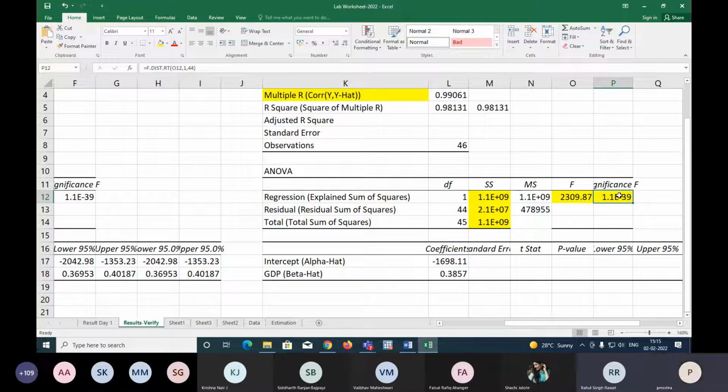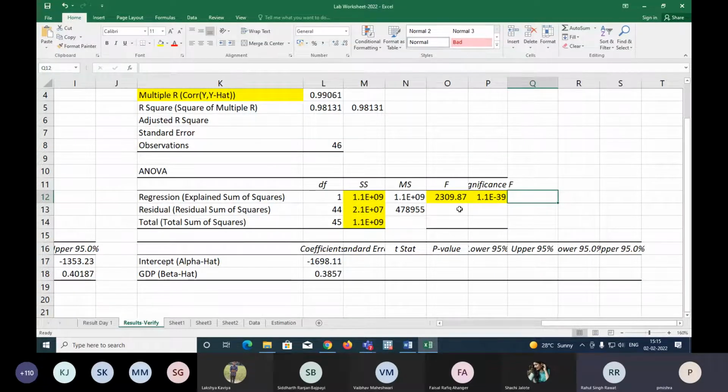Excuse me, sir. Yes. Can you just explain how we go to the F and significance X? I had some network loss. Okay, this significance level, how we are getting, I'm just showing again.